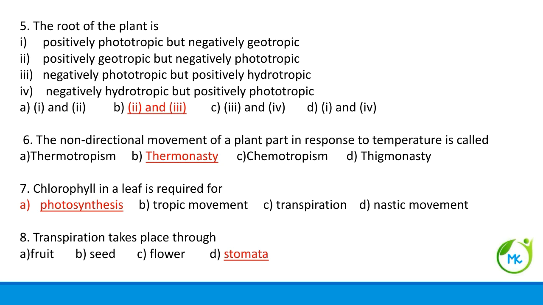Transpiration takes place through. So we know transpiration is nothing but loss of water from the aerial parts of the plant, and transpiration is going to take place through stomata. Of course, it can take place through the cuticle and lenticel, but in the given options, only you have stomata. So transpiration takes place through stomata.